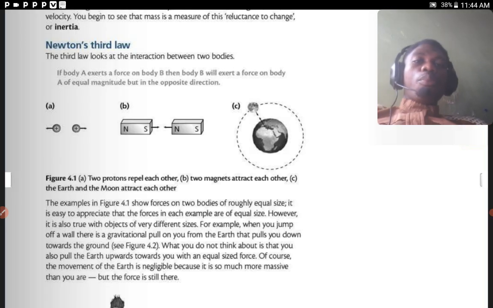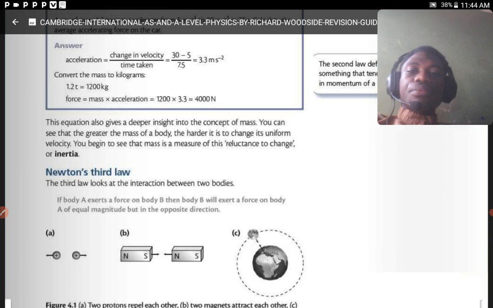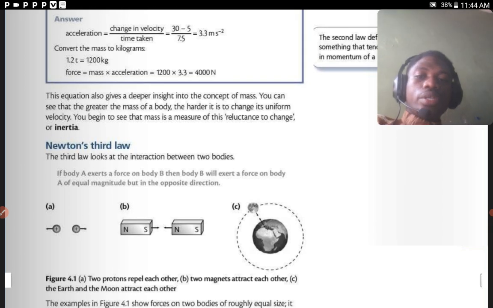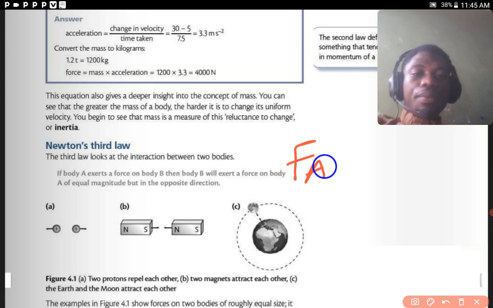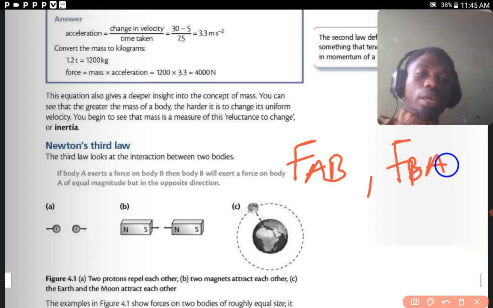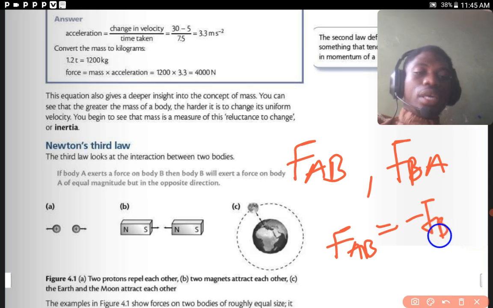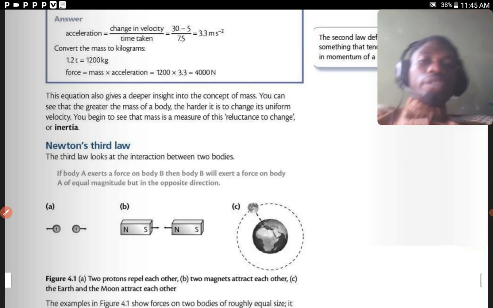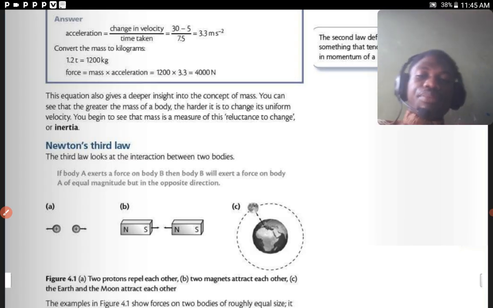But a more preferred way is to say, if body A exerts a force FAB on body B, then body B will exert an equal but opposite force FBA on body A, where FAB is equal to negative FBA. So they are equal but opposite. That's Newton's law of action and reaction.